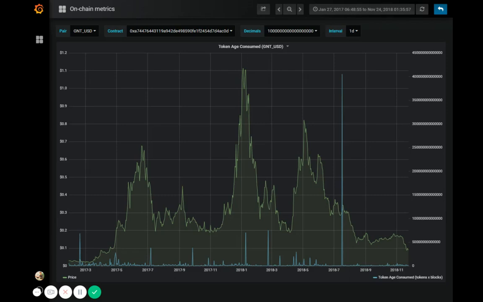So token age consumed, or burn rate, as it used to be called, shows the amount of tokens changing addresses on a certain date multiplied by the number of blocks that were created on the blockchain since the last time those tokens moved. That means that the spikes on this graph will signal a large amount of tokens moving after being idle or after not moving for an extended period of time.